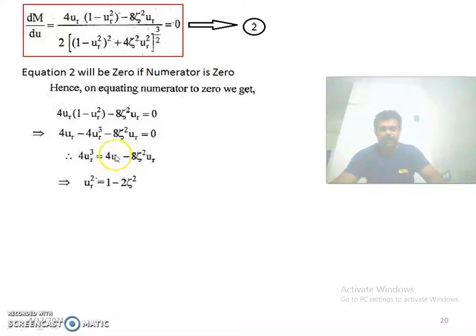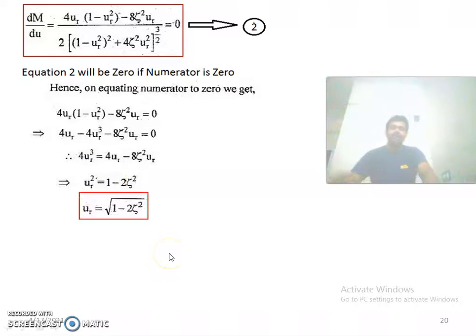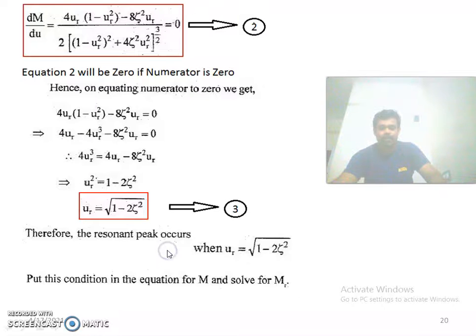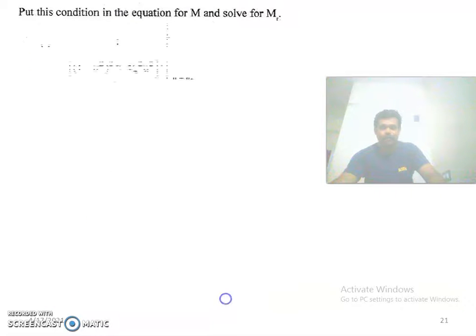Similarly from here you can take 4 common, so you will be getting 1 minus 2 zeta square. So ur is nothing but square root of 1 minus 2 zeta square. So this is equation number 3. Therefore the resonant peak occurs when ur is equal to root of 1 minus 2 zeta square. So put this condition in the equation for m and solve for m.